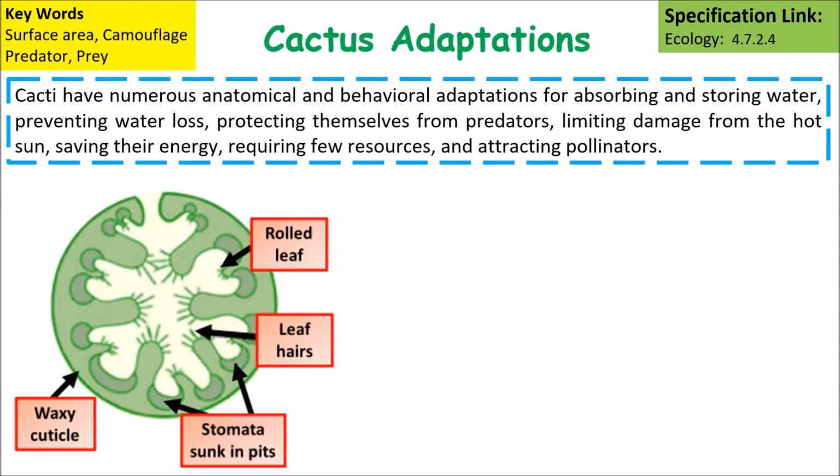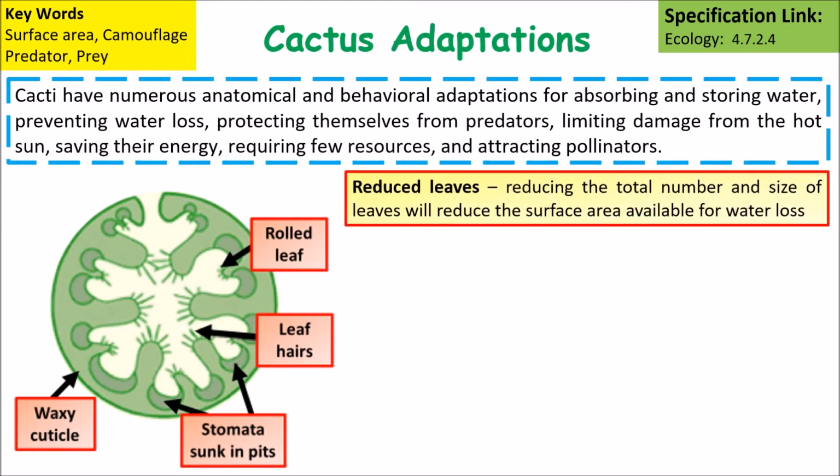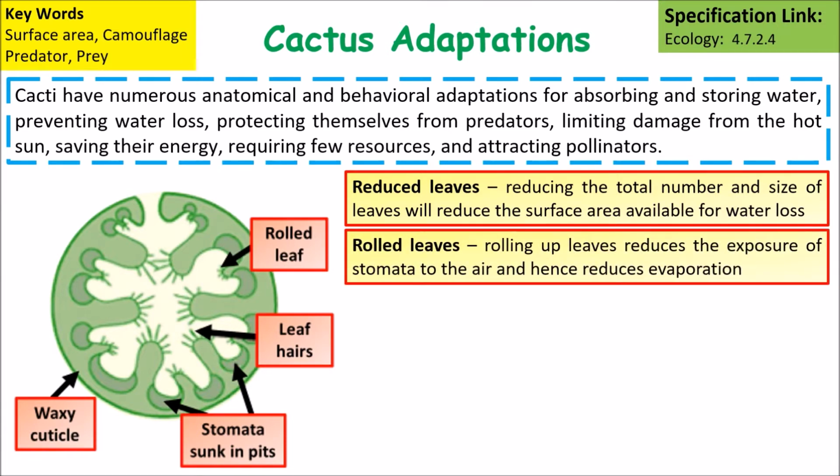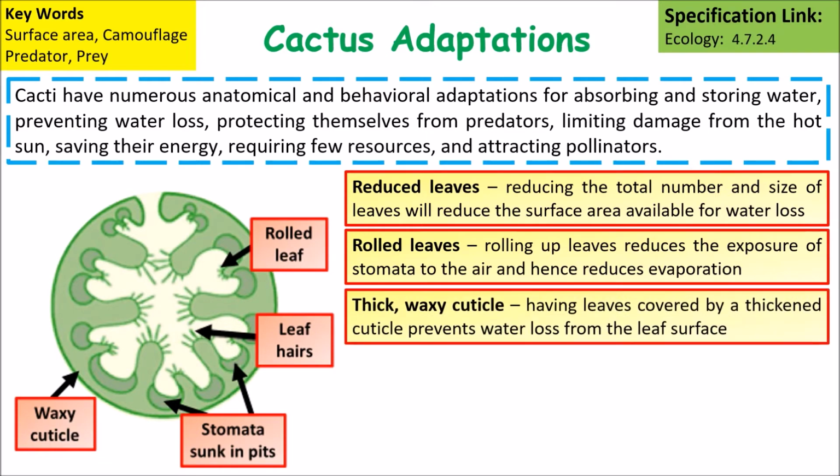Cacti have a number of anatomical and behavioural adaptations for absorbing and storing water, as well as preventing water loss and protecting themselves from predators. So they've got reduced leaves, so reducing the total number or the size of leaves will reduce the surface area where water will be lost from. They've got rolled leaves, so rolling leaves reduces the exposure of the stomata to the dry air around it, therefore reduces evaporation. It's got a thick waxy cuticle, so having leaves covered by a thickened cuticle prevents water loss from the leaves.